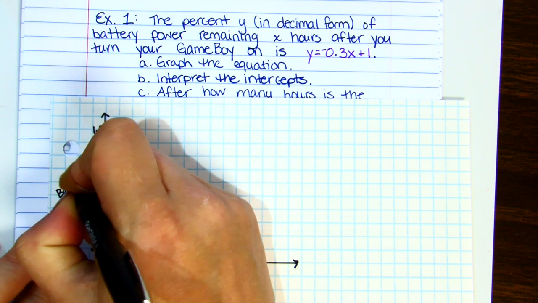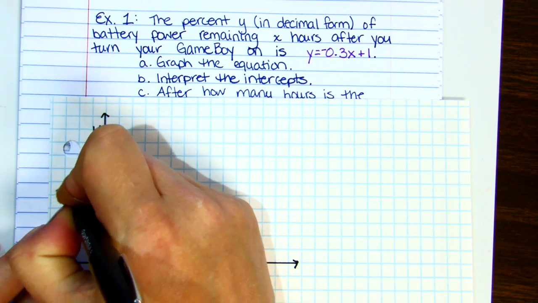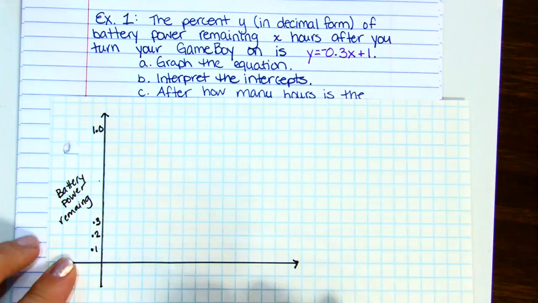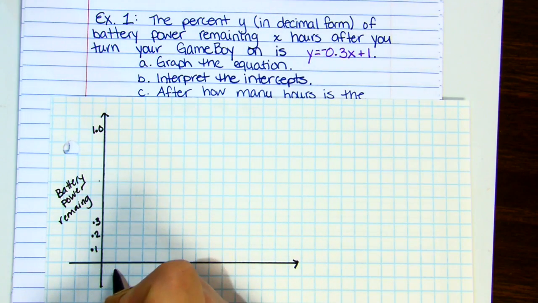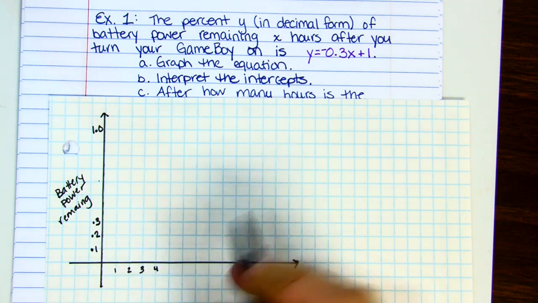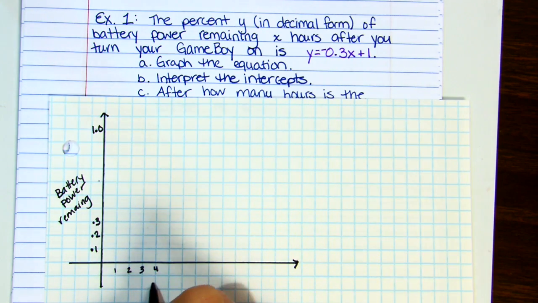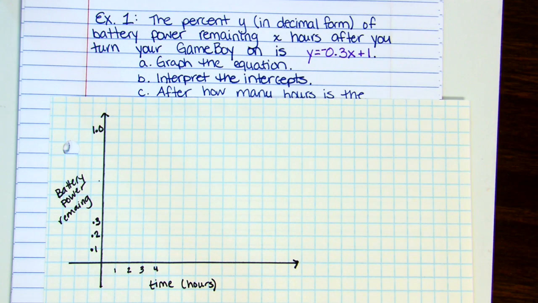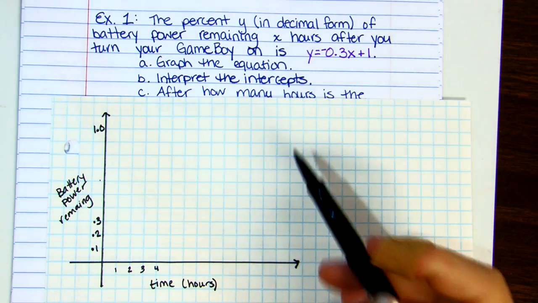So let's label our graph as battery power remaining. And then down here we have 1 hour, 2 hours, 3 hours, 4 hours, and that'll go on. And this is time in hours. It's always good to label your graph. And then I'm going to graph this equation.